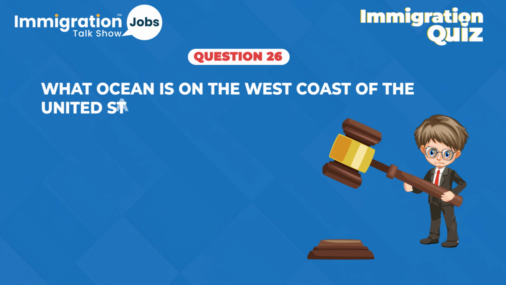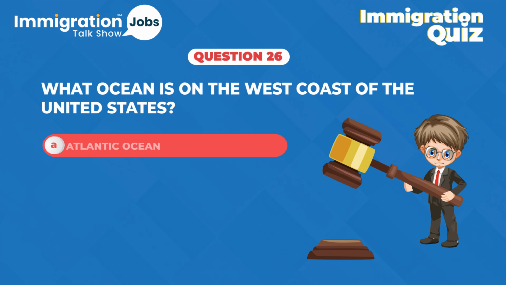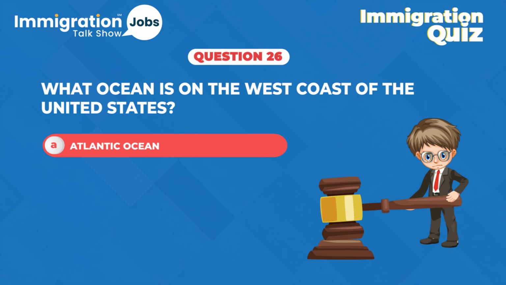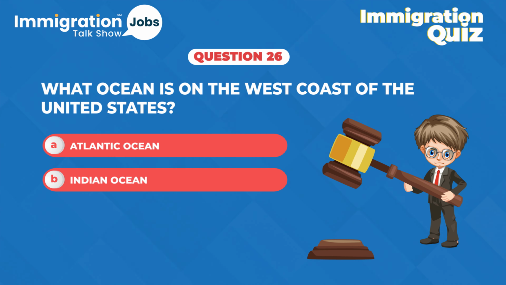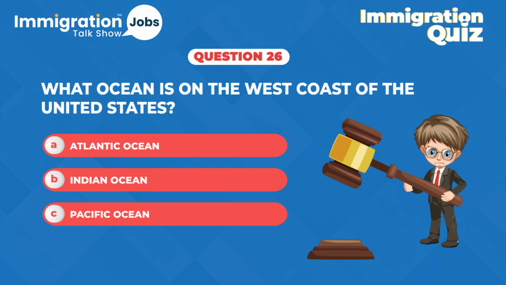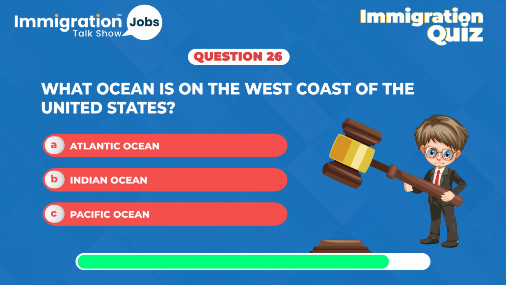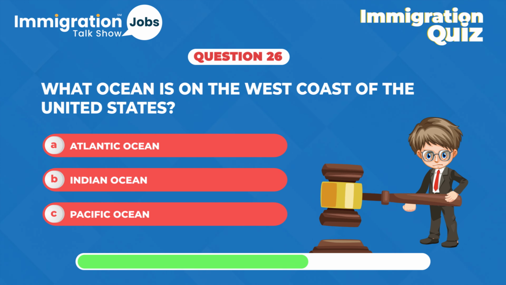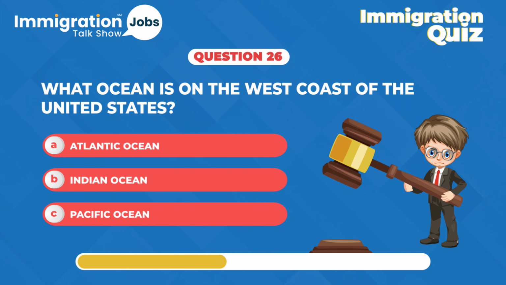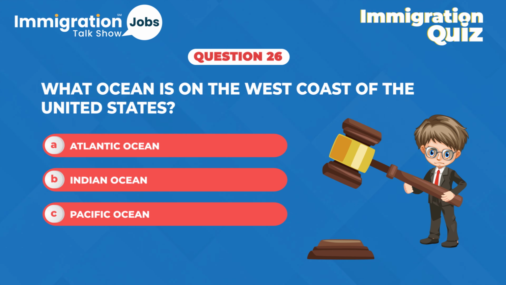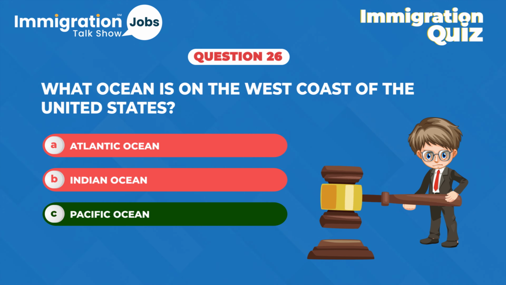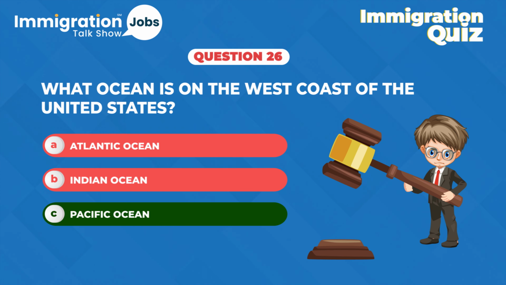What ocean is on the west coast of the United States? Option A, Atlantic Ocean. Option B, Indian Ocean. Or option C, Pacific Ocean. And the correct answer is option C, Pacific Ocean.